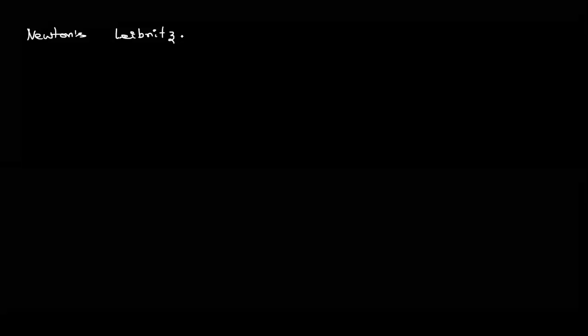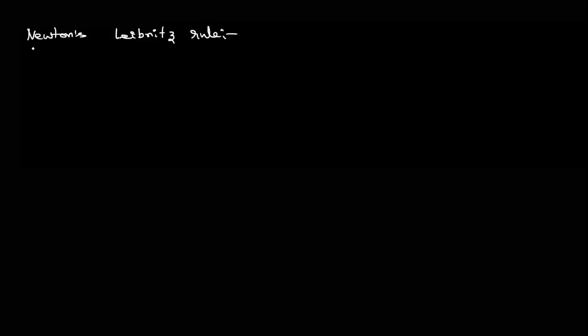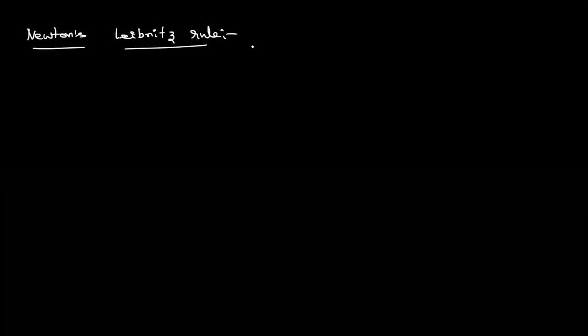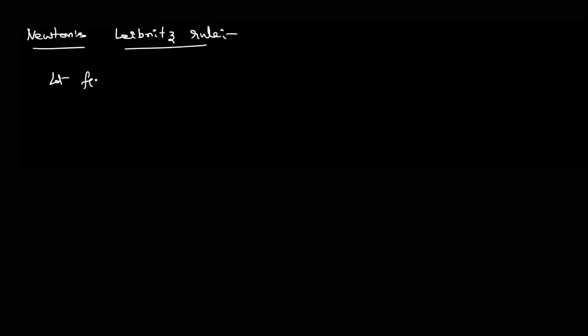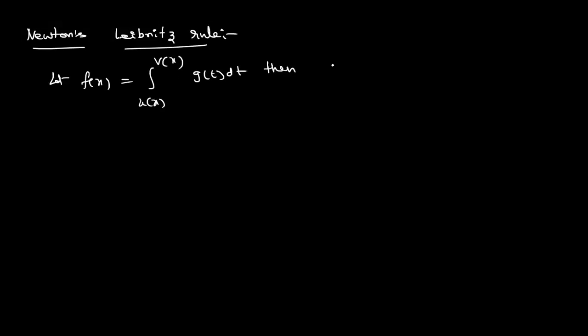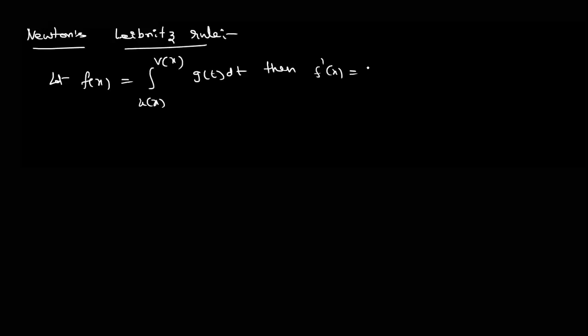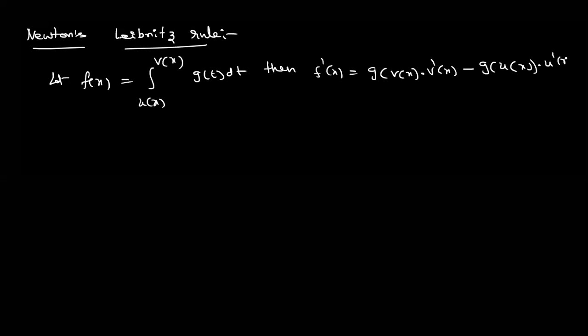Newton's Leibniz rule. Frequently you use this in physics also. Dear students, see. Let f of x be equal to the integral, with upper limit u of x and lower limit v of x, of g of t dt, for example. Then f dash of x is equal to g of v of x into v dash of x minus g of u of x into u dash of x. So please remember this one, keep it in a box, all of you. When it is required, we will definitely discuss this one.